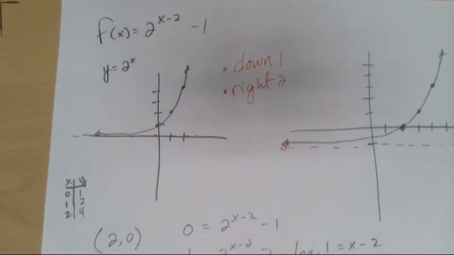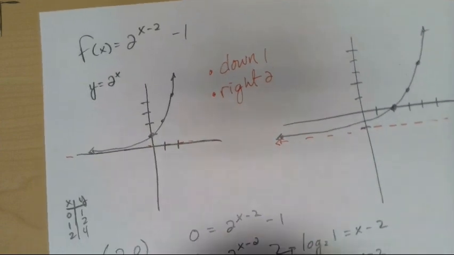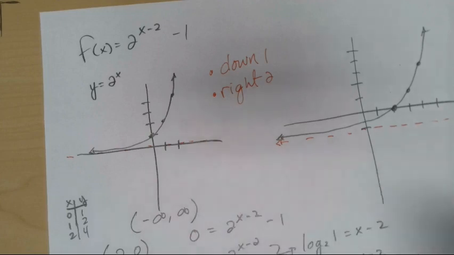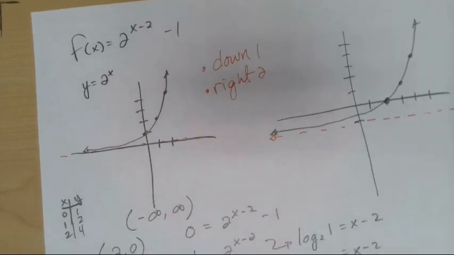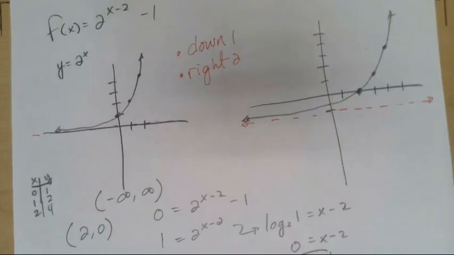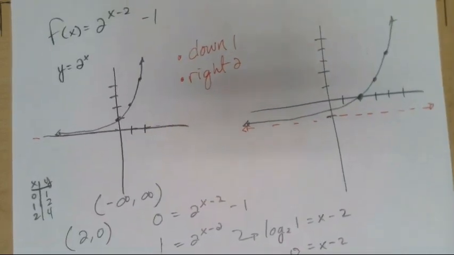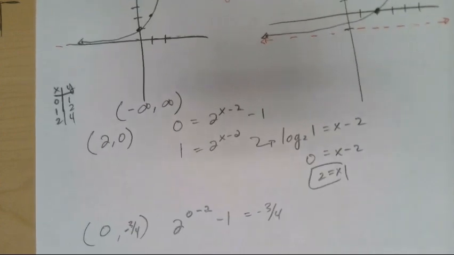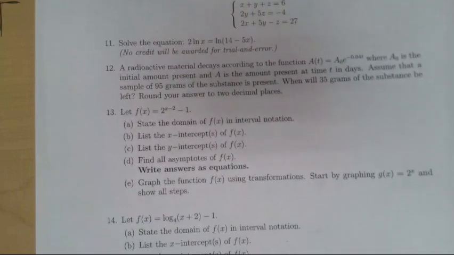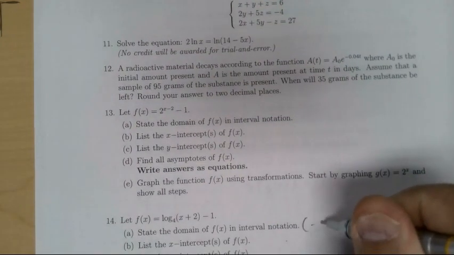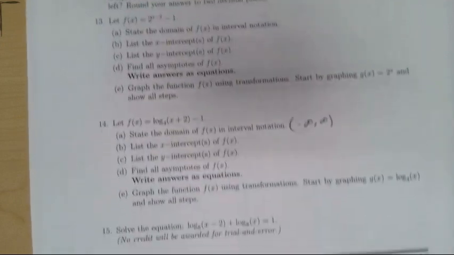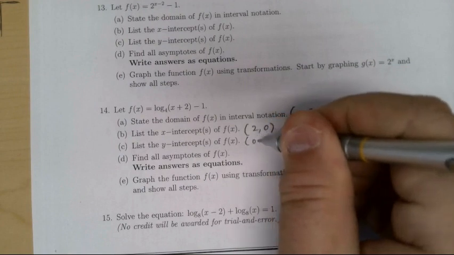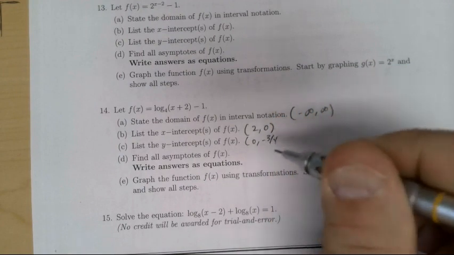Okay, so I started out graphing it. By the way, the domain, this is exponential. Every exponential has the same domain, negative infinity to infinity. There's the domain of that function. The x-intercept is 2, 0. The y-intercept is 0, negative 3/4.